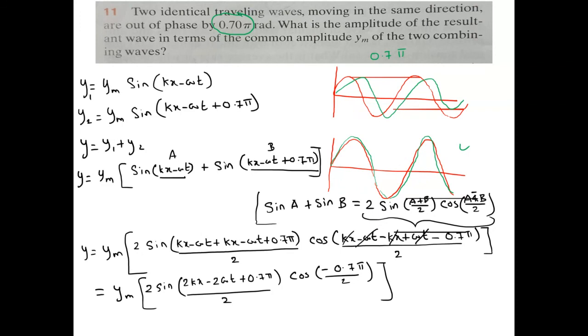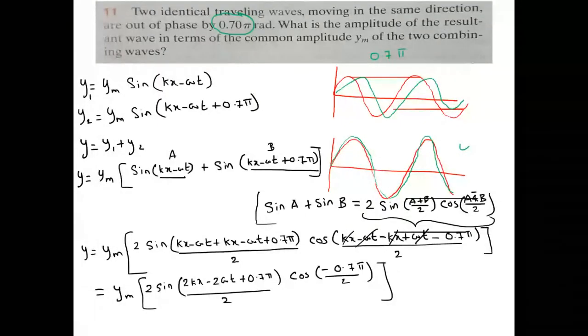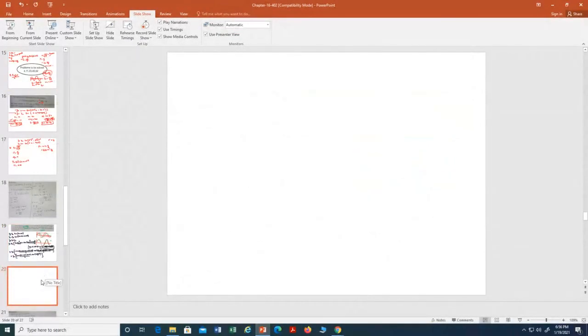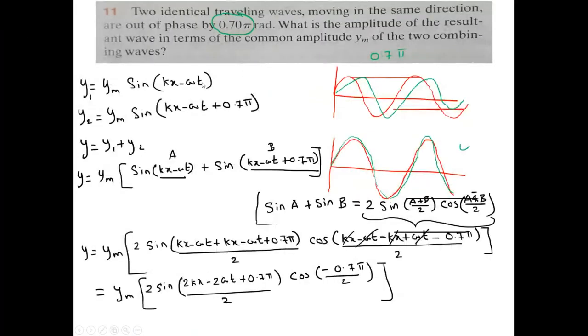Yes. Clear? I can open one more slide. Just a minute, my dear. I can open one more slide because this space is not enough for me. So I can just write the same thing again. So what will you get? y is equal to ym 2 sine of 2kx minus 2 omega t.